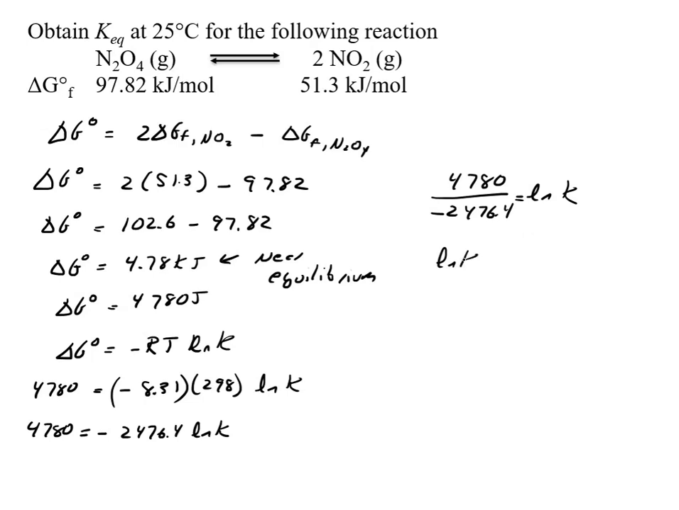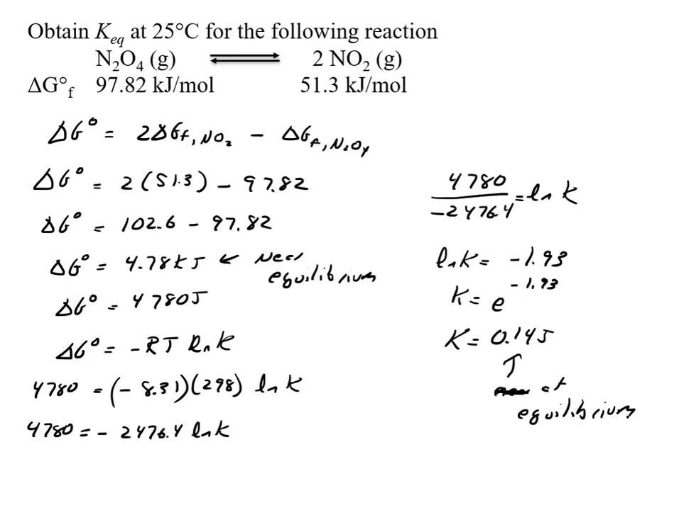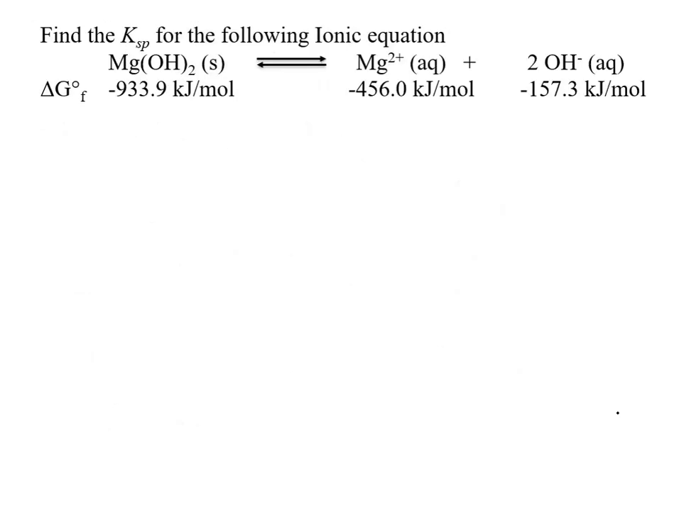So natural log of K is equal to a negative 1.93. K then is e to negative 1.93, the opposite of natural log on both sides. So K becomes 0.145, near equilibrium, or I'm going to say at equilibrium, referring back to chapter 14. Okay, and the last example, I suggest trying this one on your own before I do it, and then coming back to see if you got the right answer. Same process we just did.